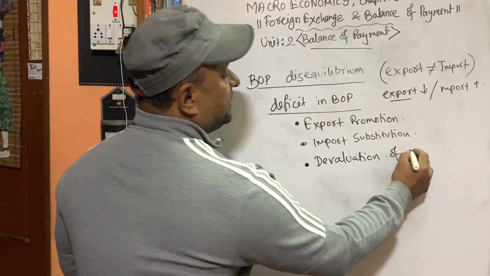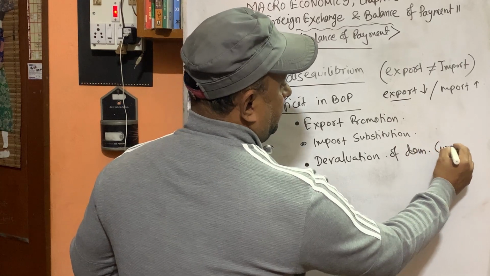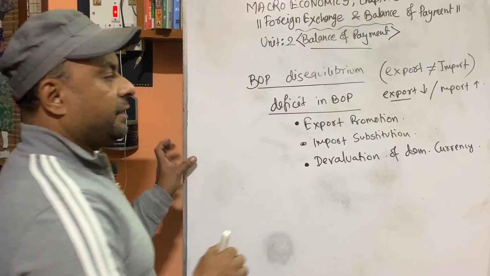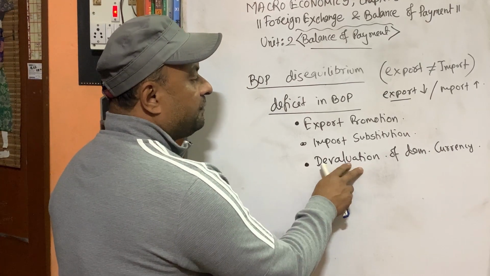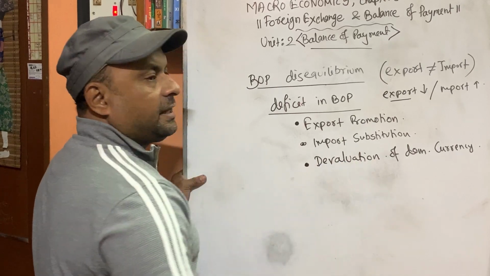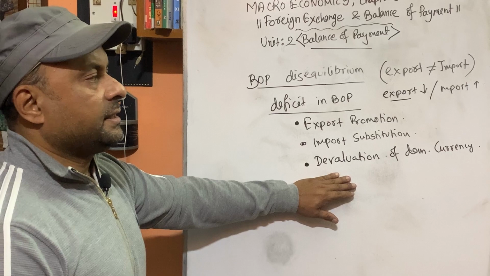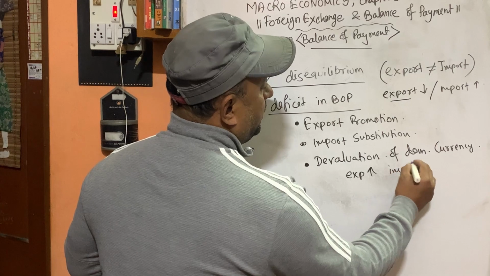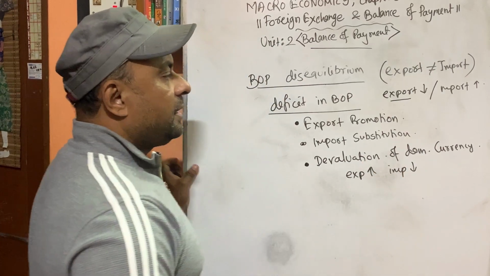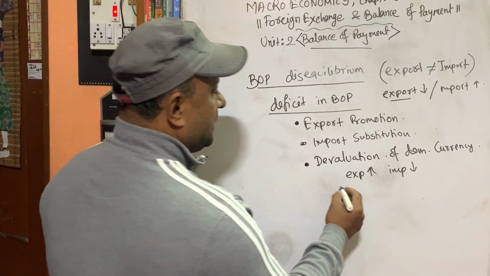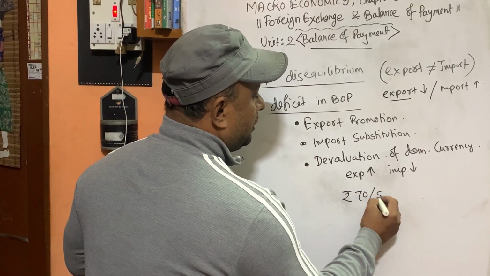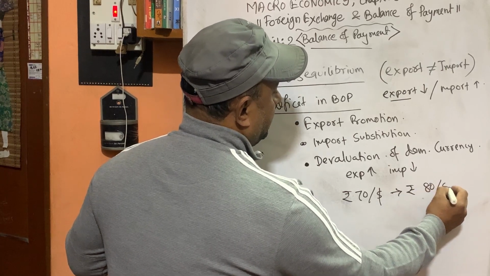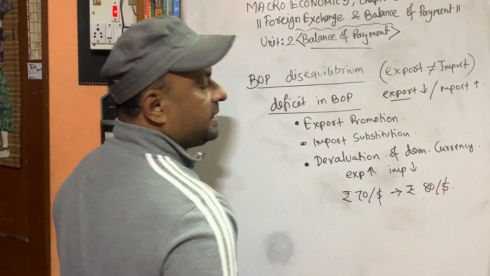Devaluation of domestic currency, which was done in 1991. In devaluation, what happened? The government of the country or the Reserve Bank of the country intentionally reduced the value of our domestic currency so that our export increases and import decreases. When there is devaluation, the value of our currency is reduced. Suppose earlier it was rupees 70 per dollar, now it becomes rupees 80 per dollar. This is devaluation. Value of Indian currency reduced.